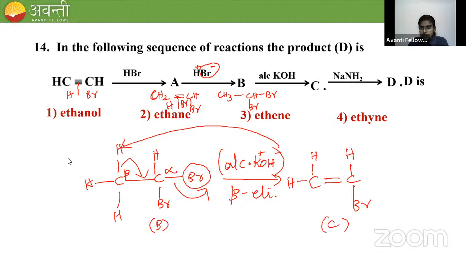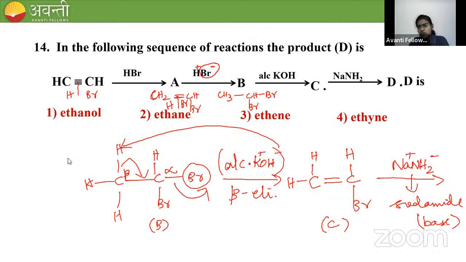Now this compound C is reacting with NaNH2. So what is the role of NaNH2? It is also a base. It is called sodamide, which is a base. So Na plus NH2 minus. Since it is also a base like alcoholic KOH, it will go and eliminate the beta hydrogen.